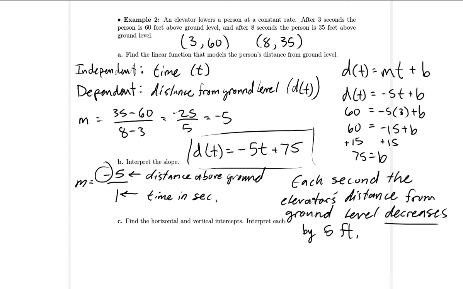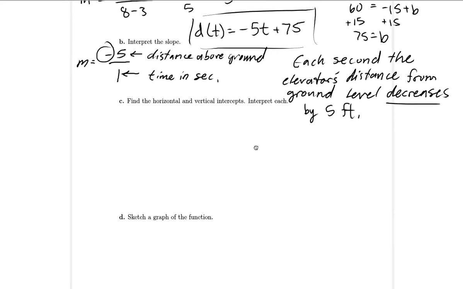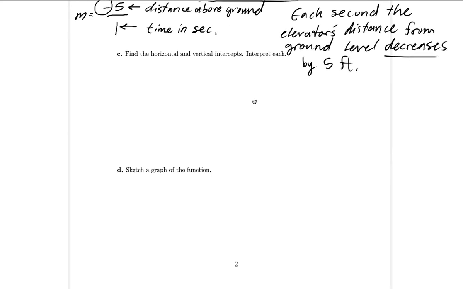All right, and then it asks us for the horizontal and vertical intercepts. All right, so horizontal and vertical intercepts, understand that horizontal is just that horizontal axis, which is, in many cases, our x-axis. In this case, it's our t-axis. Okay, so when you think of horizontal, think of t. And vertical, right, is our typical y-axis, in this case, d. So vertical would be d.